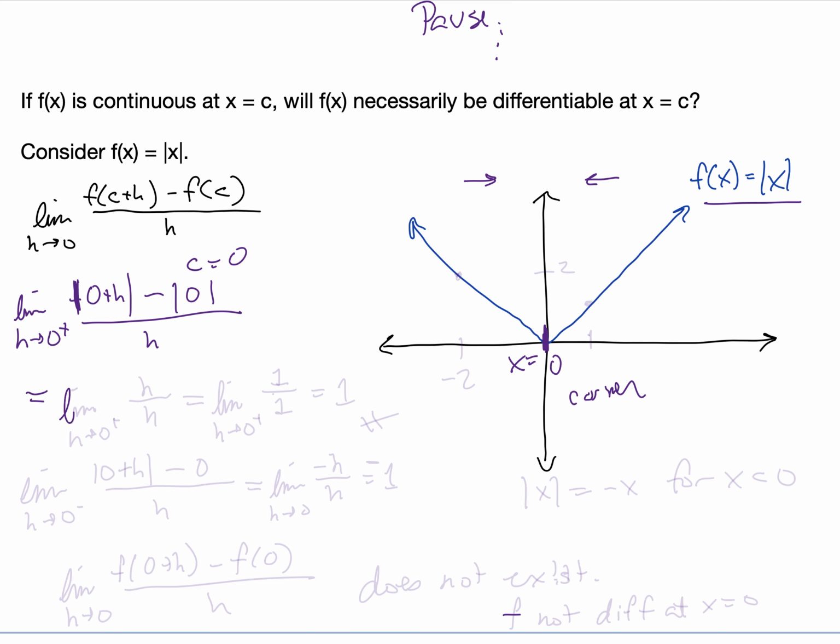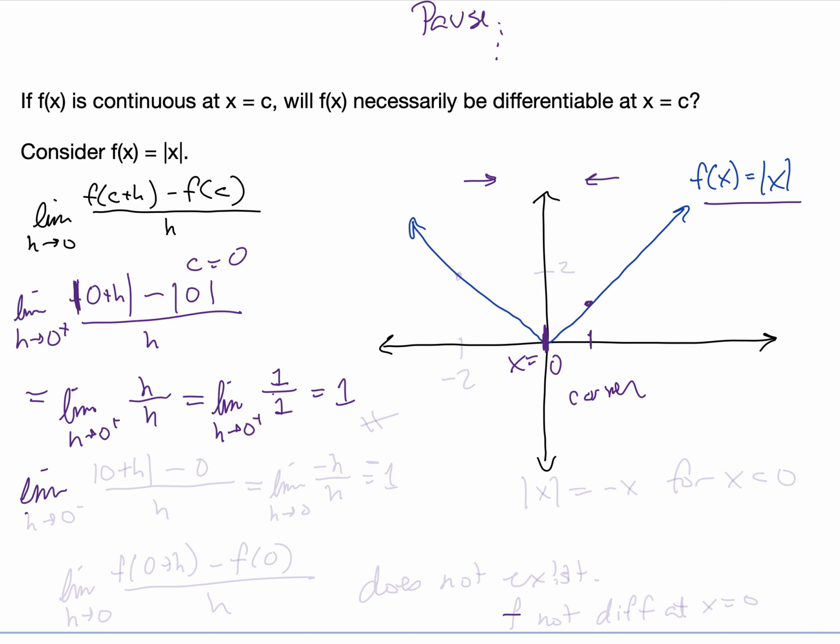So let's look at the right-hand limit first. This is the limit as h goes to 0 from the right of, okay, what's the absolute value of 0 plus h? Well, anytime that we're going from the right, the absolute value of a positive number is just itself. So this is just h minus 0 over h. Now we can cancel those h's because it is not the value at h equals 0, but for values close. So this is just the limit as h goes to 0 from the right of 1 over 1, which is 1.